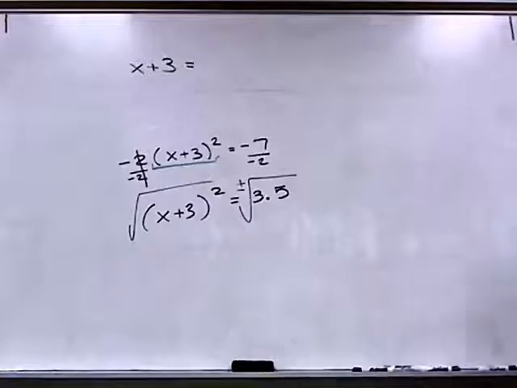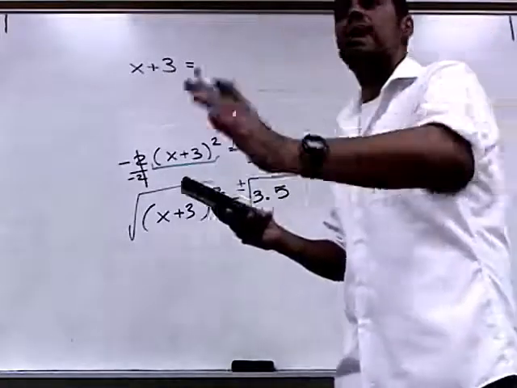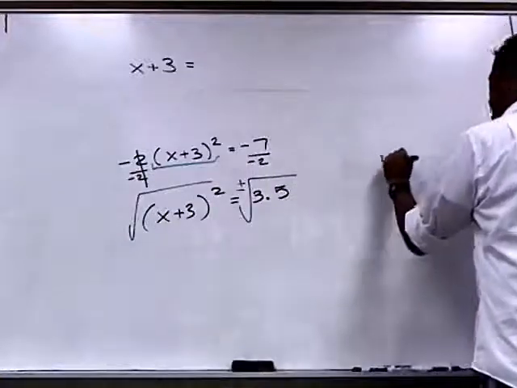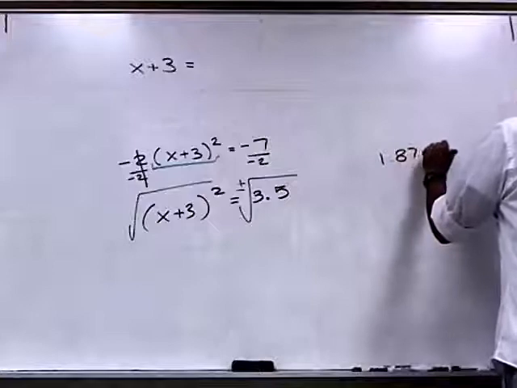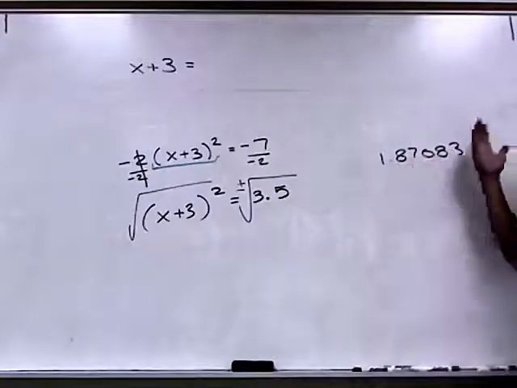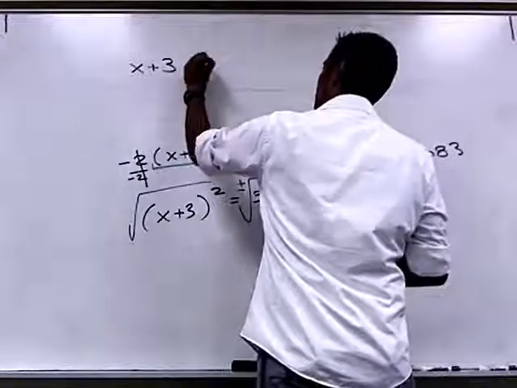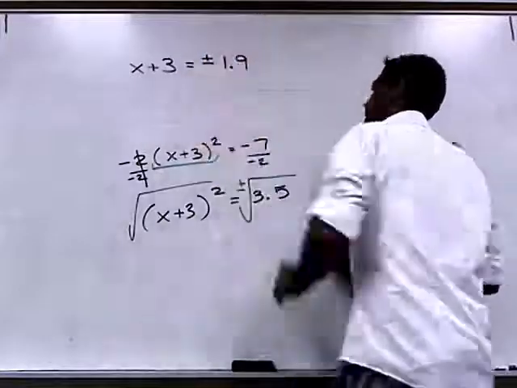And I'm going to get 1.87083. What did I tell you about rounding in this class? Just like 1 decimal point. So I would round this. You could round it to 1.8 or 1.9. I'm not going to get particular. My calculator is saying 1.87083. That's what I'm getting. I'm just going to say 1.9. Is that fair? Okay. So this side right here is plus or minus 1.9.